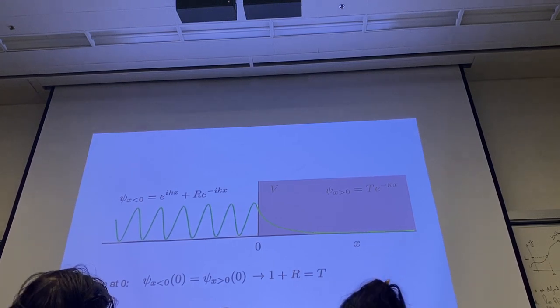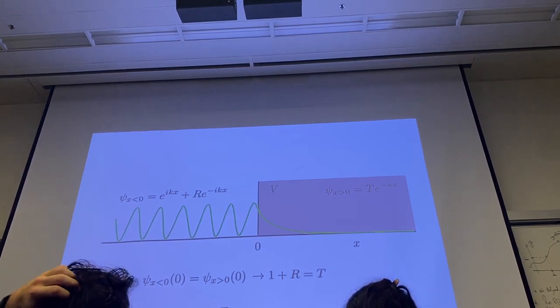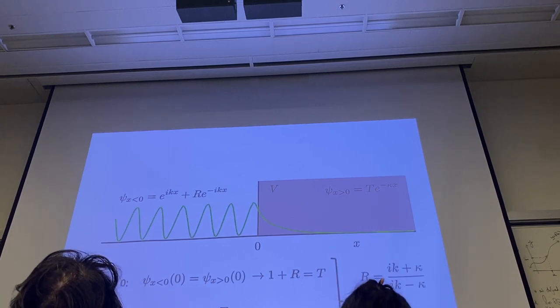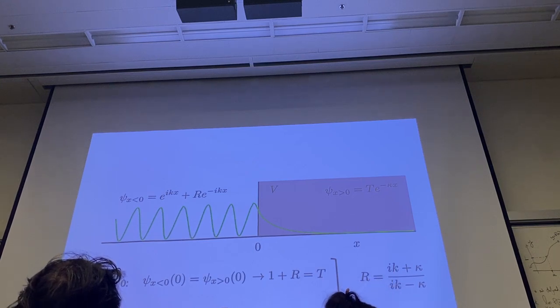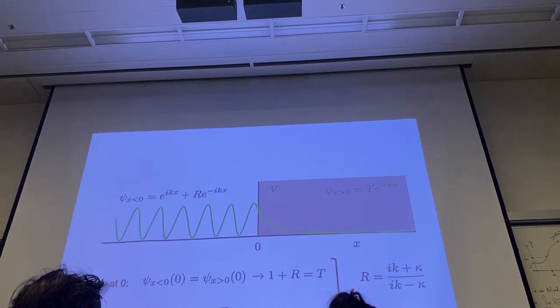Let's do it. Let's write r in terms of these k's and kappas, see what it is. Okay, it's this. You can verify it for yourself. It's not so hard to do. Just solve for r, and r turns out to be this: i k plus kappa, and then the denominator is i times k minus kappa. That's the denominator. So that's r.